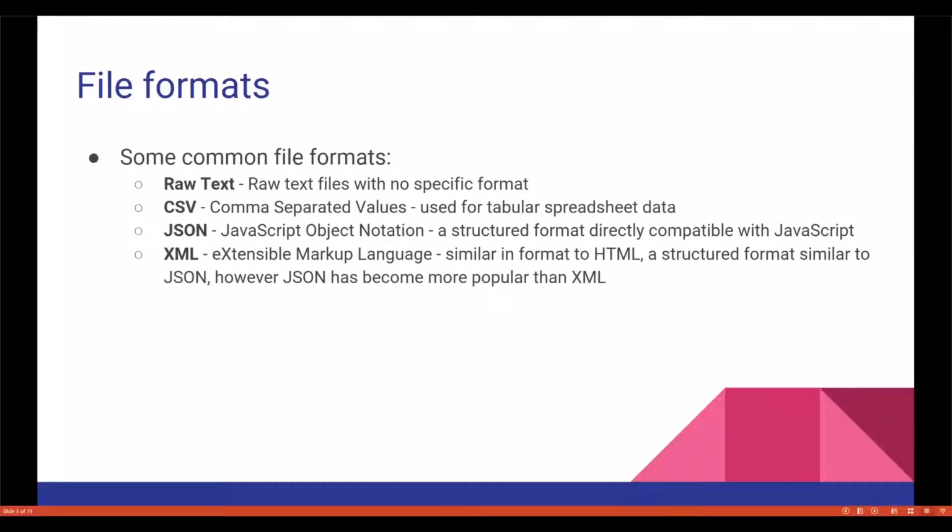CSV files are comma separated values. They're used primarily to represent tabular spreadsheet data. And then we have two structured file types here. JSON, which is short for JavaScript Object Notation, which is a structured format directly compatible with JavaScript, and XML, which is another structured format similar to HTML, but it's just not quite as popular as JSON, although both are definitely still used.